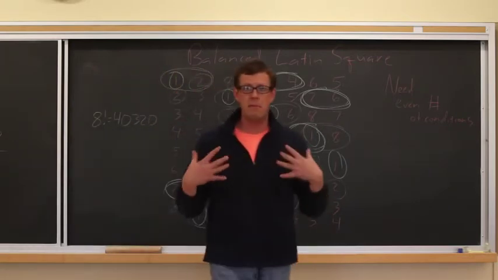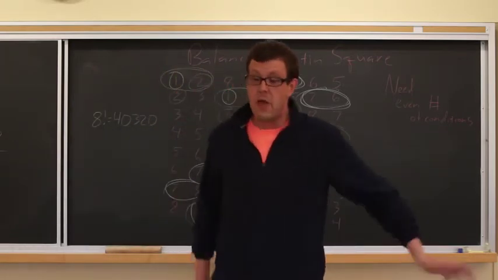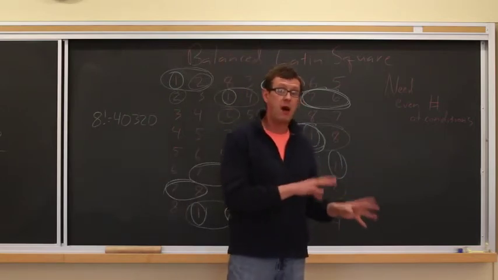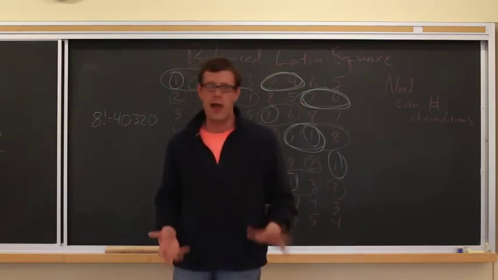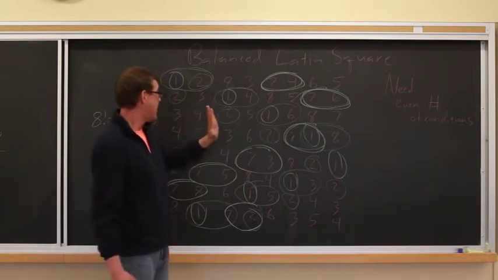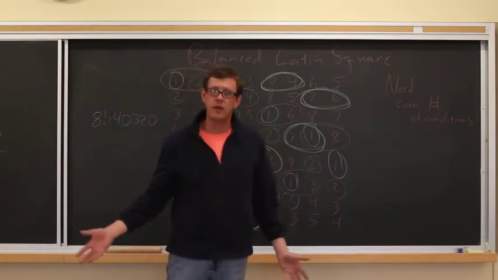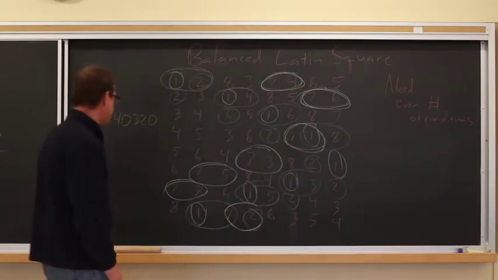So in a balanced Latin square, not only do we have each condition appearing in each possible location, we also have each condition following every other condition equally often, which is really beautiful.